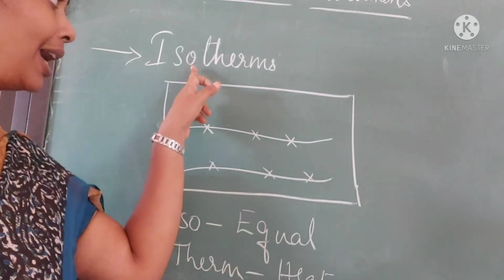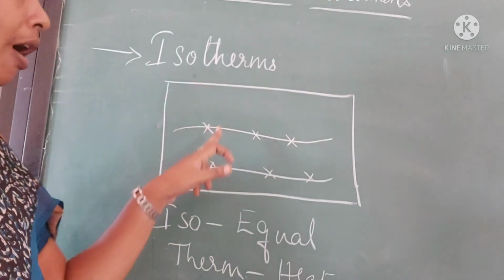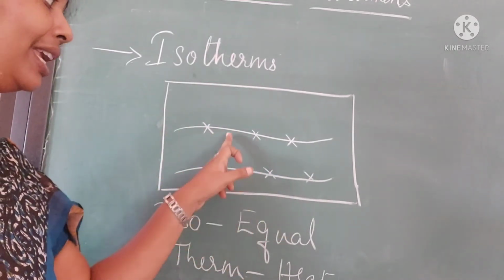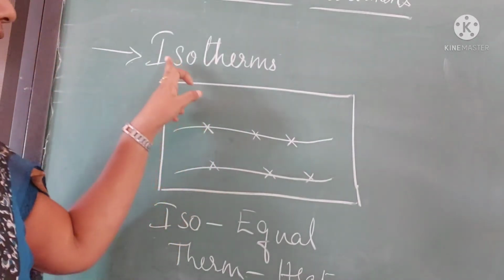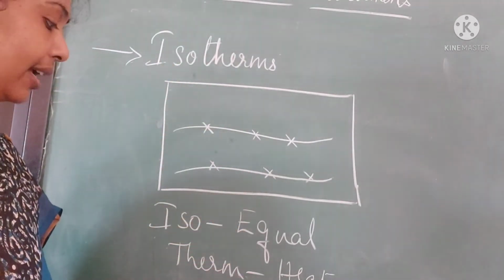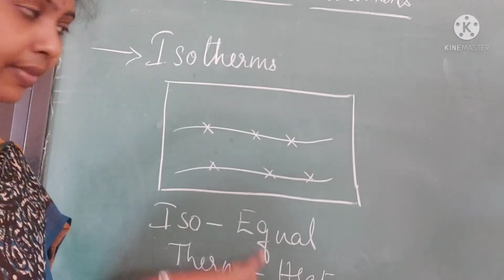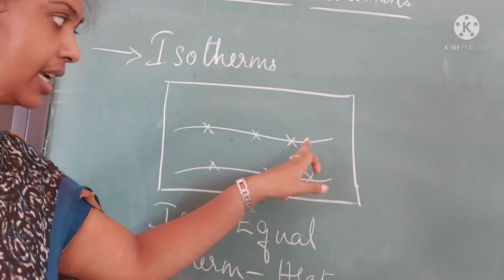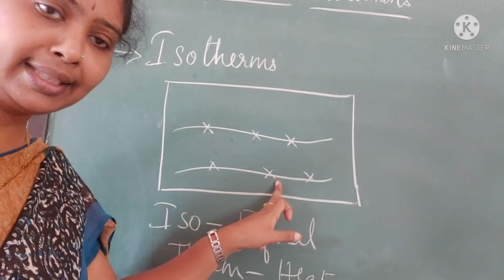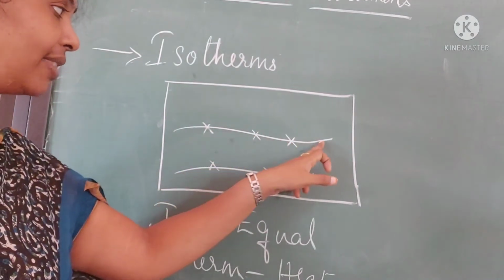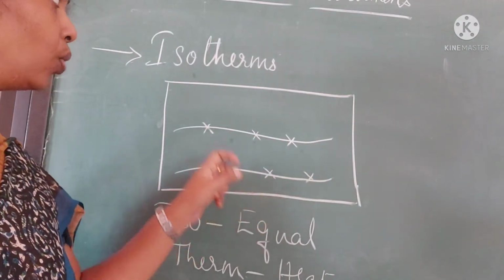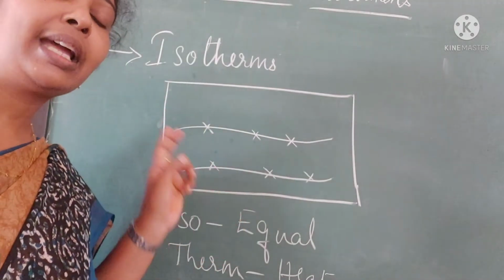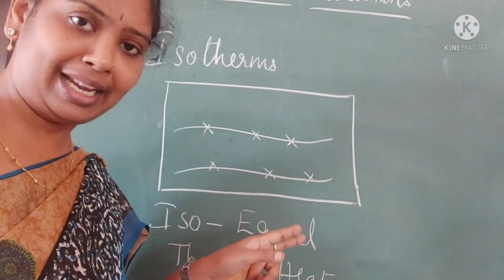Now let us see what isotherms are. On the map, these are the lines which join places having equal temperature. Iso means equal and therm means heat. The lines which join places having equal temperatures are all imaginary lines, and when they join places having equal temperature, they are known as isotherms. And do remember, these are all imaginary lines.